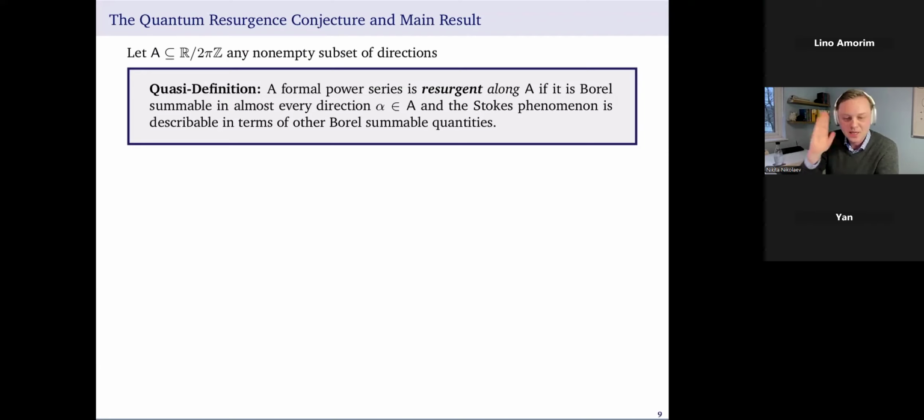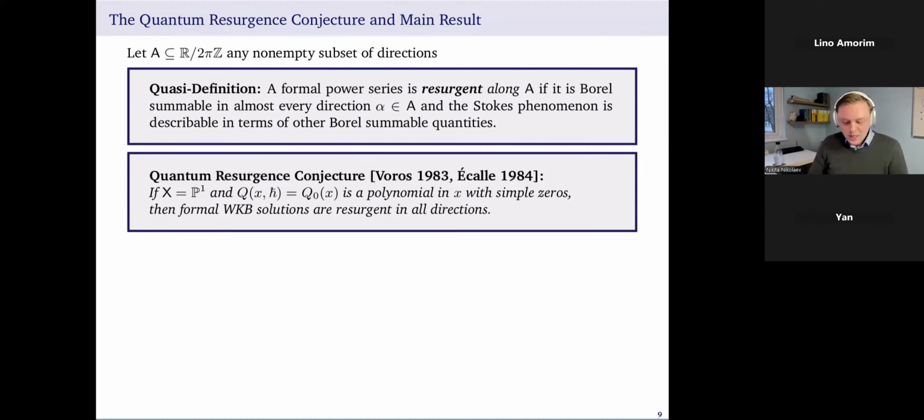So in other words, you have Borel summability in every direction alpha, or almost every direction alpha. And for those directions alpha where Borel resummation fails, you should be able to describe the Stokes phenomenon across those singular Stokes rays. The requirement is that this discontinuous jump should be describable in terms of other Borel summable quantities. If all of this very strong setup is satisfied, then the thing that you're studying is resurgent.